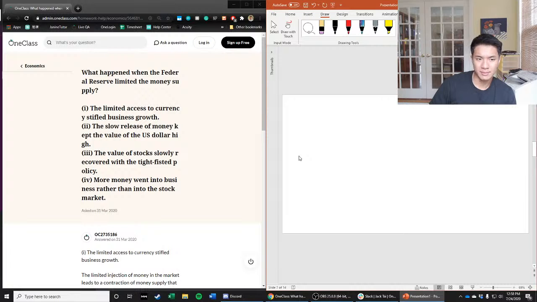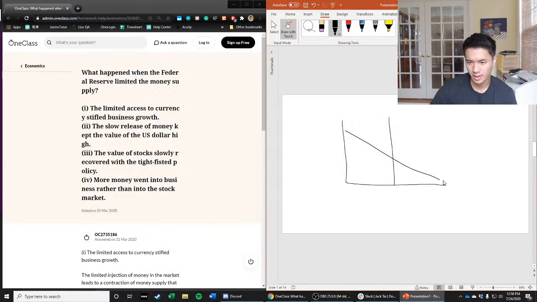1 says the limited access to currency stifled business growth. 2 says the slow release of money kept the value of the US dollar high. 3 says the value of stocks slowly recovered with a tight-fisted policy. And 4 said more money went into business rather than into the stock market. So what do we really think is happening with money supply when the Fed reduces the money supply?